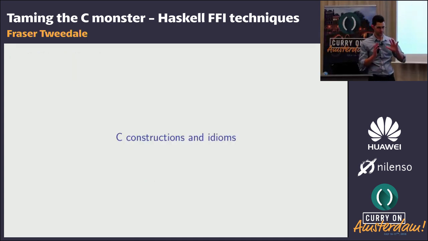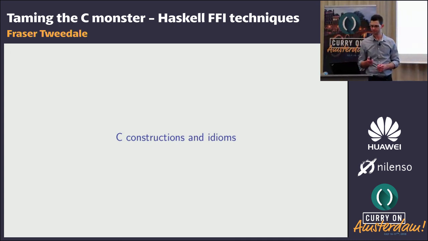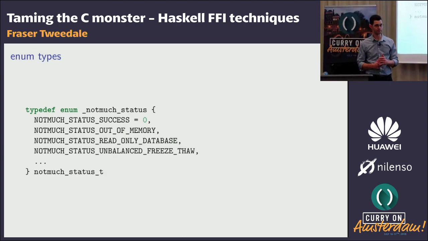Okay, so with those preliminaries out of the way, let's look at some common idioms in C libraries and how we can use Haskell's FFI to create ergonomic Haskell interfaces to these behaviors in the C library. So the first is enum types. This is common in a C library for defining modes of operation, result codes, and libnotmuch is no different. It has a couple of different enums that are used throughout the library.